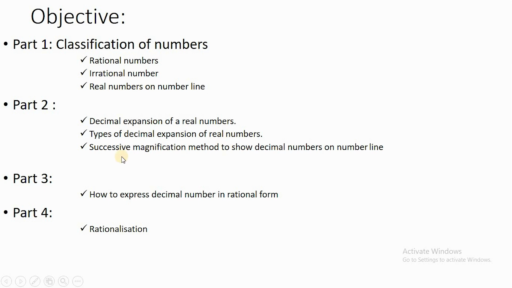In the second part, we are going to discuss the decimal expansion of a real number and the types of decimal expansion, and we are going to learn the successive magnification method to show decimal numbers on the number line. In the third part, we are going to learn how to express a decimal number in rational form. And the fourth one is about rationalization. It's a whole new thing to class 9 students, so we are going to discuss this in detail.